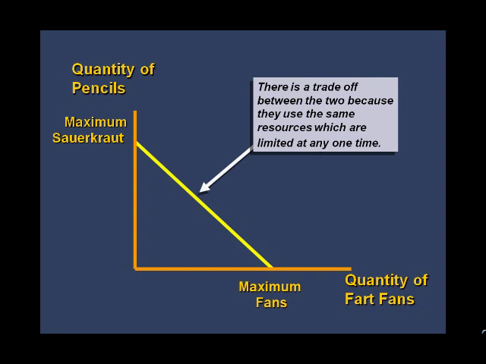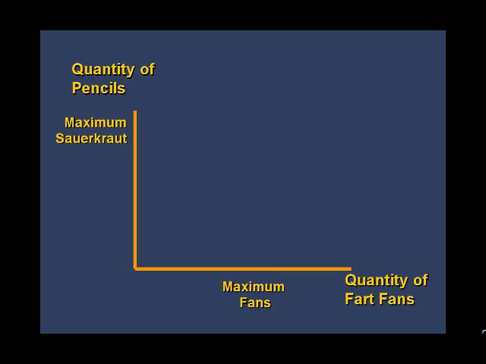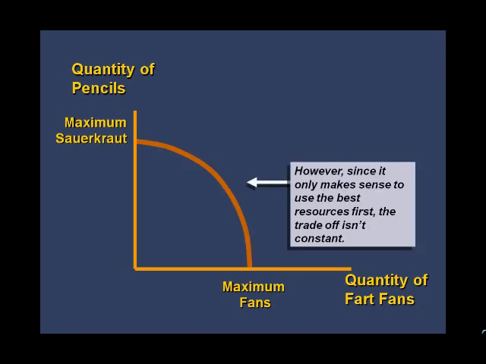The curve is negatively sloped. Since both goods use the same resources and we have a finite amount of resources, producing more of one means giving up some of the other. However, the trade-off is not constant. Because people tend to use the best suited resources first, we will encounter diminishing returns as production increases.